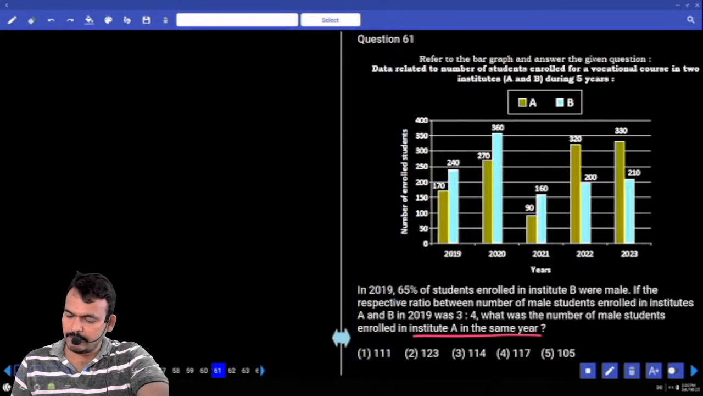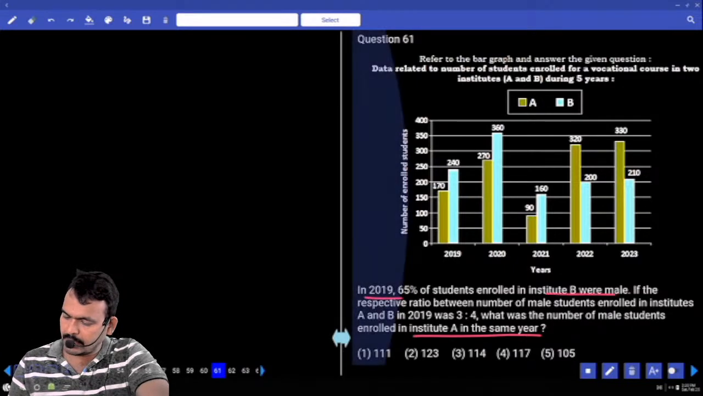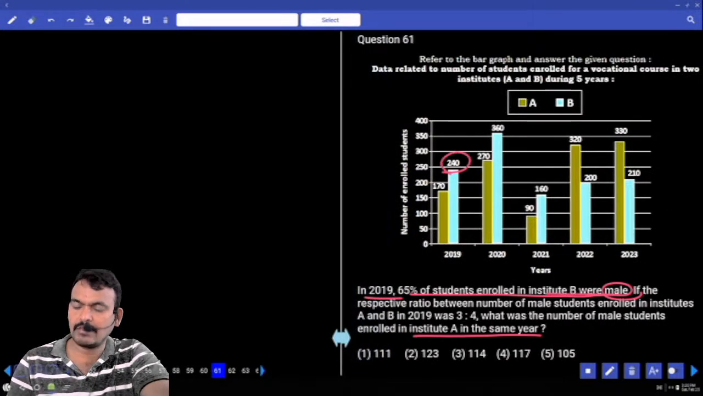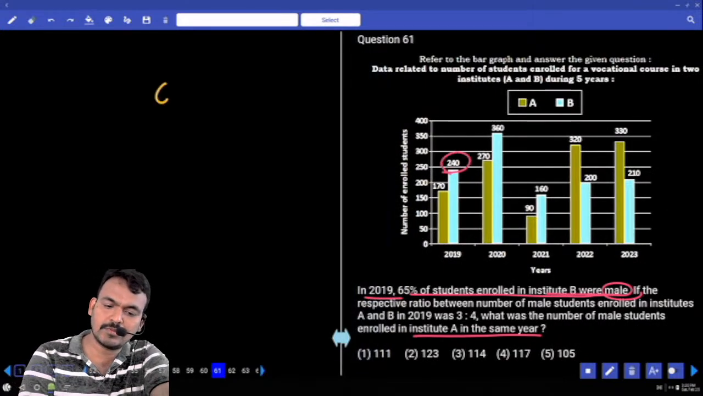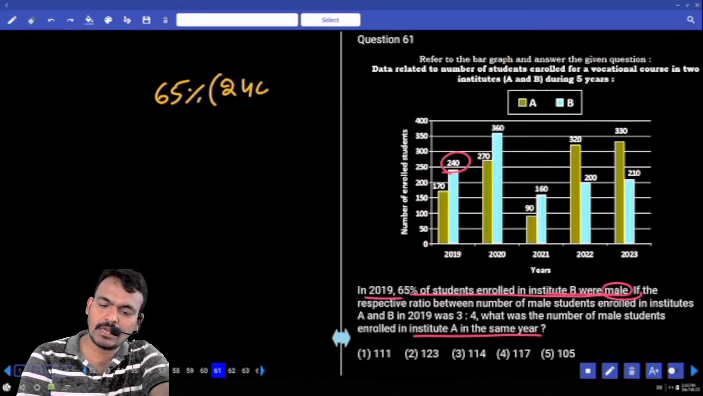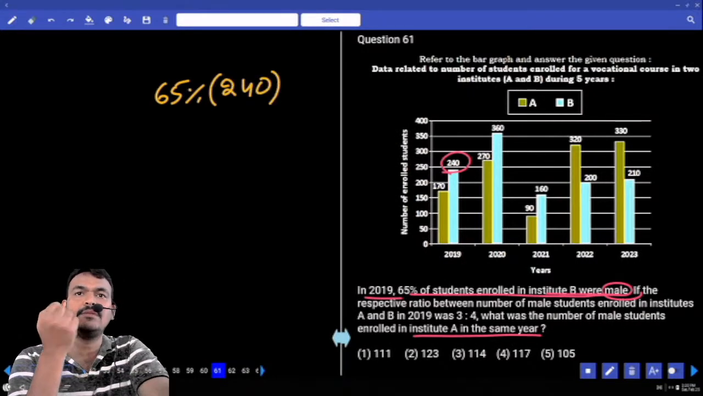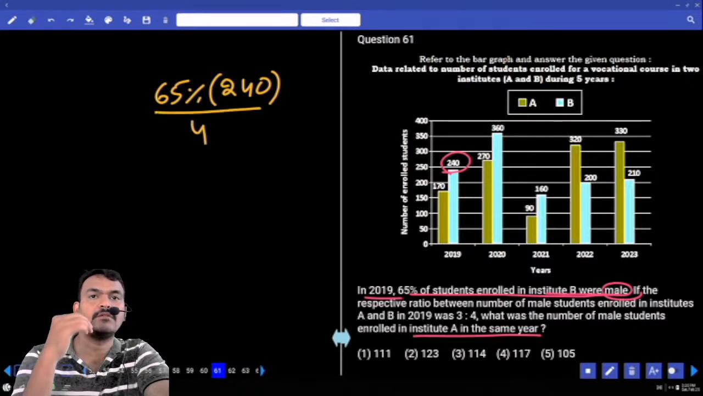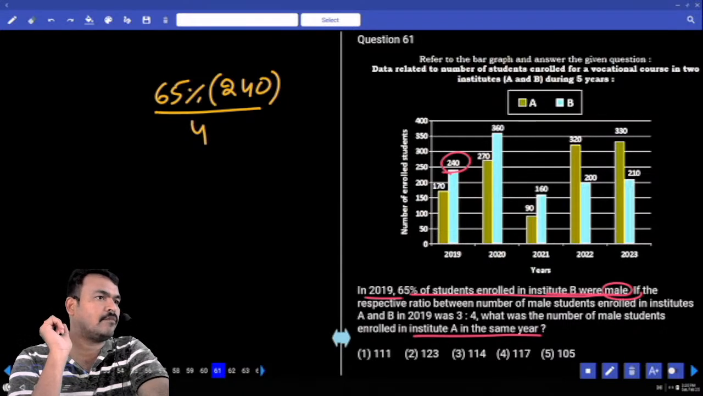Same year. First, Institute B, out of the total students, 65% are male. Institute B's total value is 240. In that, how much percent? 65%. 65% of 240 are the male members in B. That represents how many parts? 4 parts. Divide by 4 and we get 1 part.